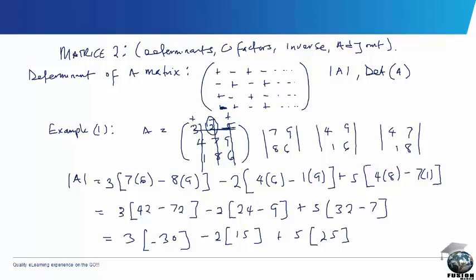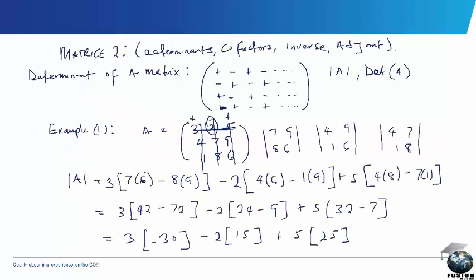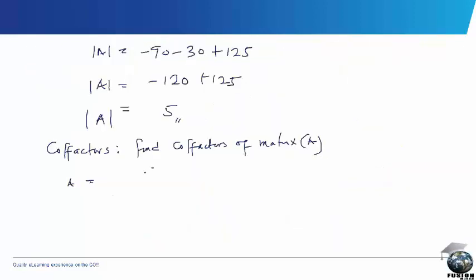We use the same matrix A. We find the cofactor of matrix A. Matrix A is given to be equal to 3, 2, 5, 4, 7, 9, 1, 8, and 6. I will show you how the cofactors are obtained.